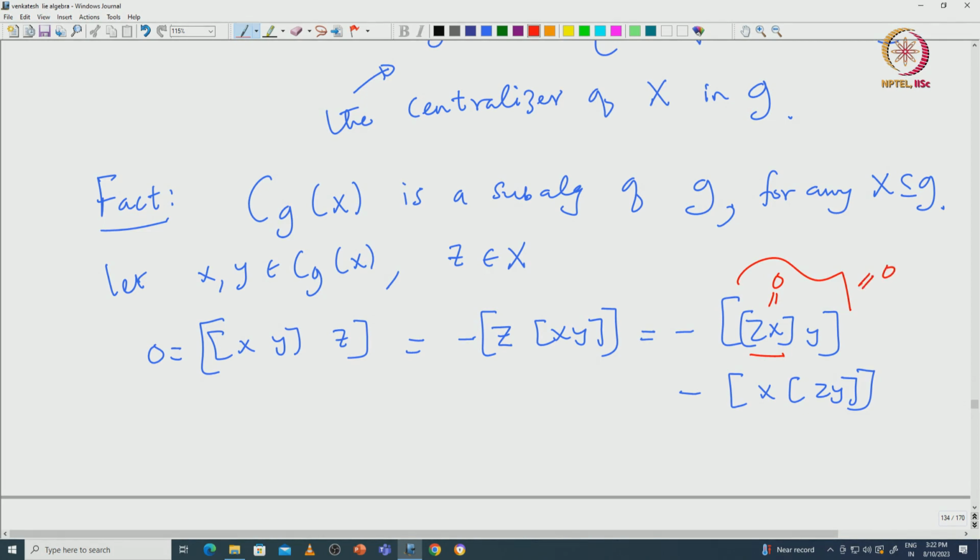That means this whole element will become 0. Similarly, y is coming from the centralizer of capital X and z is coming from X, so this element is 0. That means this whole element is 0. So, both the elements are 0, and that implies this is exactly 0 plus 0, which is what we wanted. So, the centralizer of any subset must be a subalgebra.